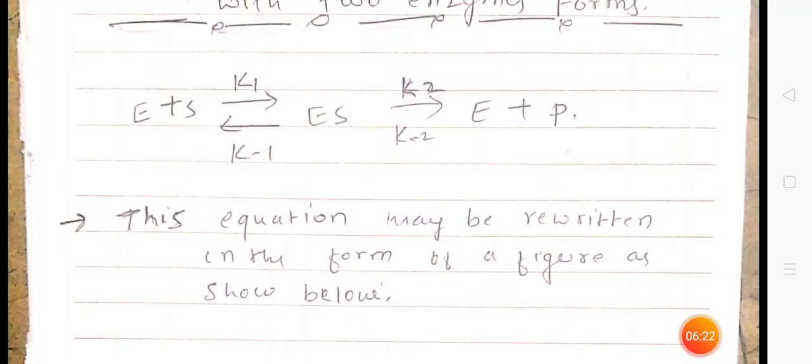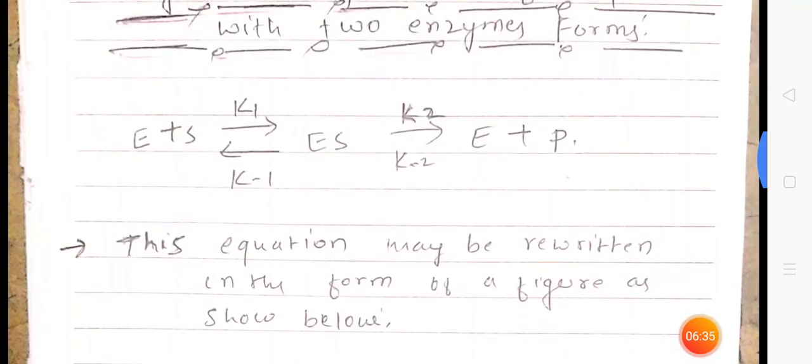This is the enzyme plus substrate. A forward reaction, it is K1. They form the enzyme substrate complex, and the reversible reaction is K minus 1. So once the enzyme substrate complex forms, the forward reaction is K2. So you can see this is the enzyme plus product, and the reversible reaction, I didn't put the arrow mark here, so it is a reversible reaction, it is K minus 2. Please put that arrow mark in the reversible reaction.